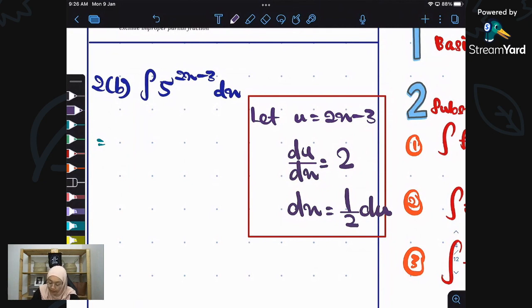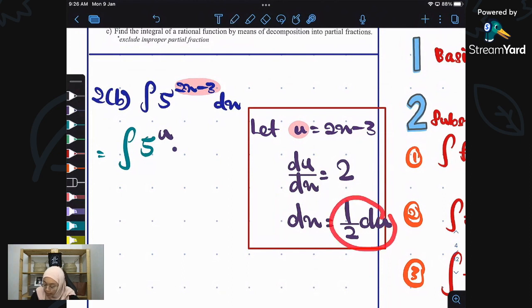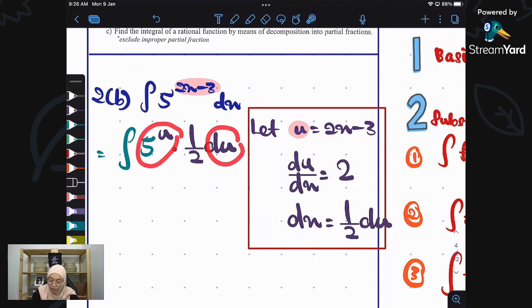Okay, so now, let's start. The 5 is still the same. Nothing changed. The base is still the same, the 5 exponent. The power is what we change. The power here we change into the letter u. And the dx here is also new now. Your dx now becomes 1 over 2 du. So you put that in your new integral. So everything here is in terms of u already. Right?